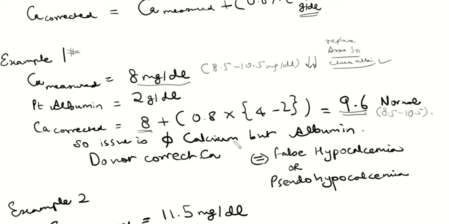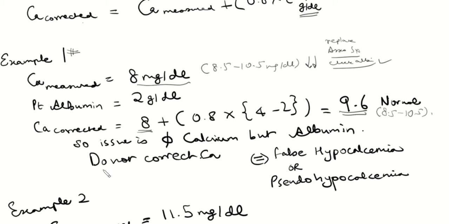You do not correct calcium. You're seeing this because the albumin is low, and you're not measuring the ionized calcium. You're measuring the total calcium. Question: can we measure ionized calcium? Technically, yes, there might be a lab available for it. However, the lab is very, very expensive and is used only in a small number of conditions because it's way easier to correct this way.